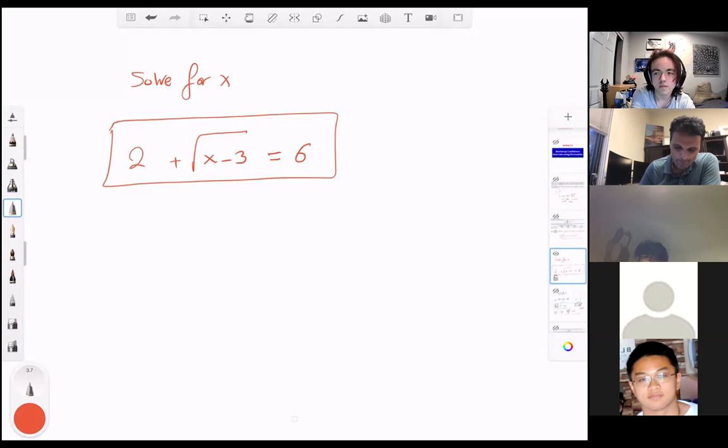So what we see is a radical here. The goal is to have that radical on one side, everything else on the other side. Can you try to solve this one?